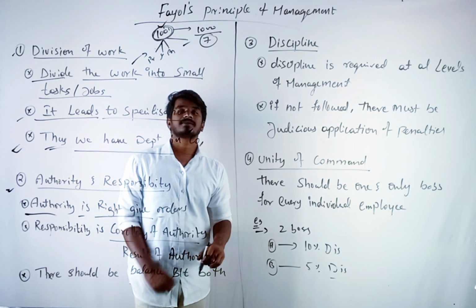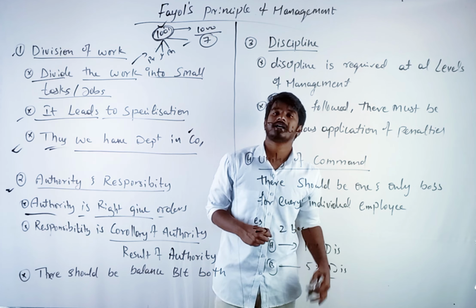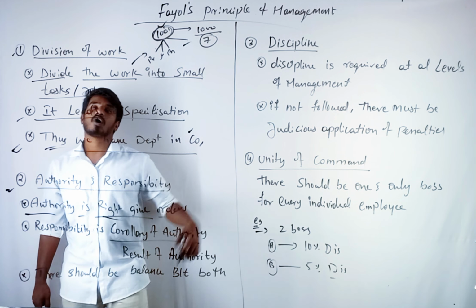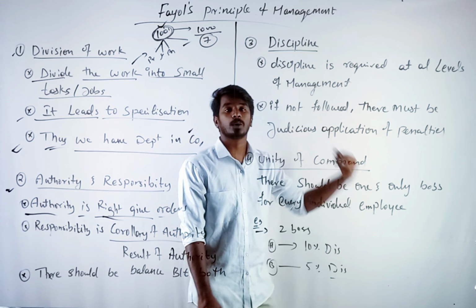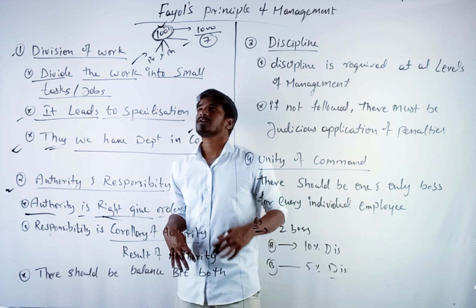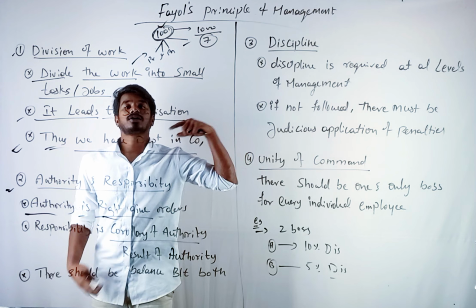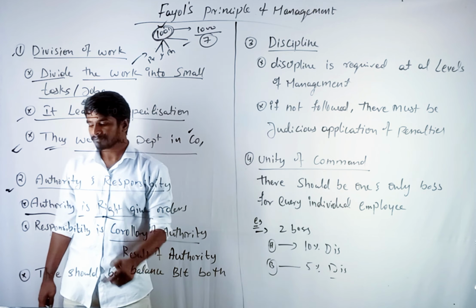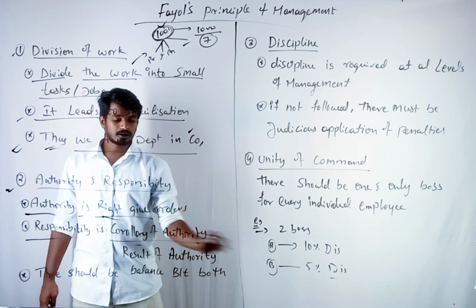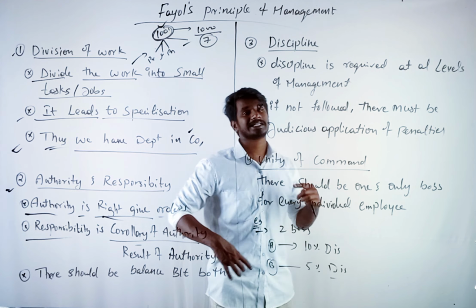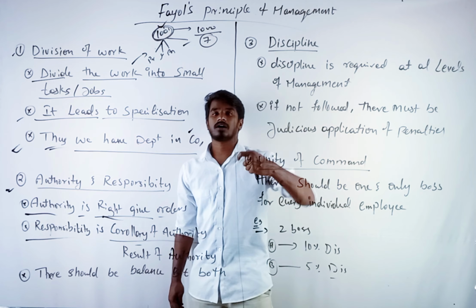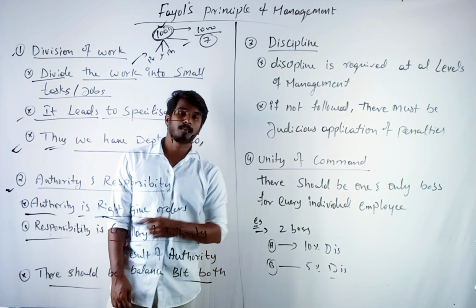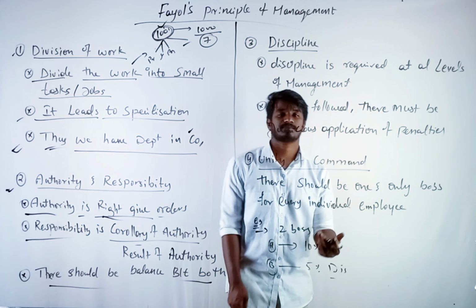Next, the second principle is authority and responsibility. Authority is the right to give orders and obtain obedience, which means he has a right to give orders and get the work done by the workers. Responsibility is the corollary of authority. It is the result of the authority. So there should be a balance between both authority and responsibility.